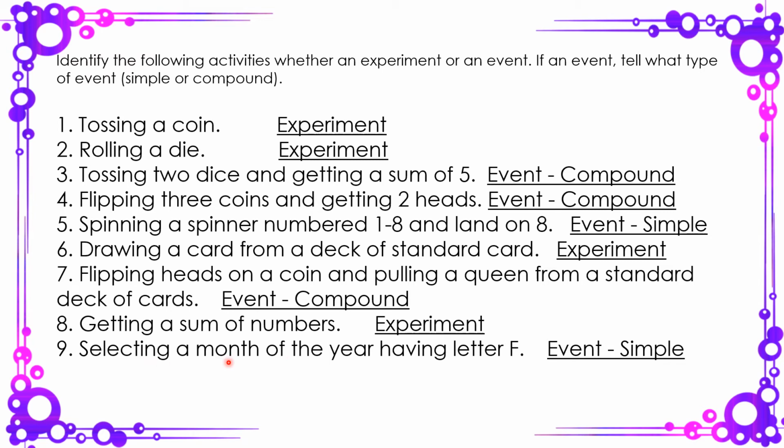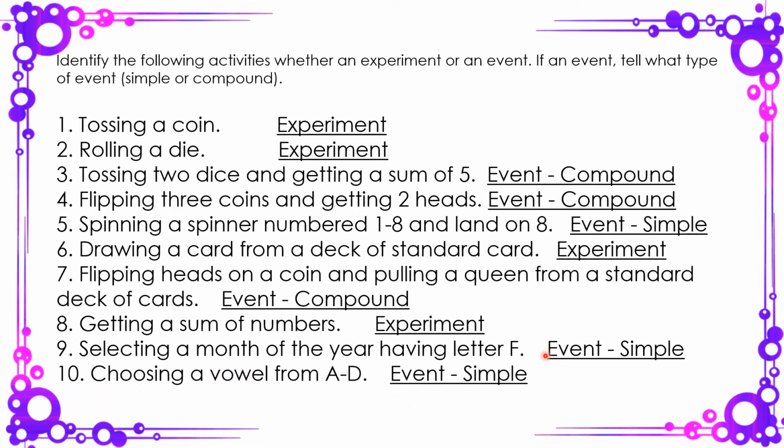Number 9, selecting a month of the year having letter F. It is stated here the specific month that he wanted to examine, to see the possible outcome. It is having letter F. So we have here a simple event, because in selecting a month of the year having letter F, it is only February. So we have here 1 possible outcome. So this is a simple event.